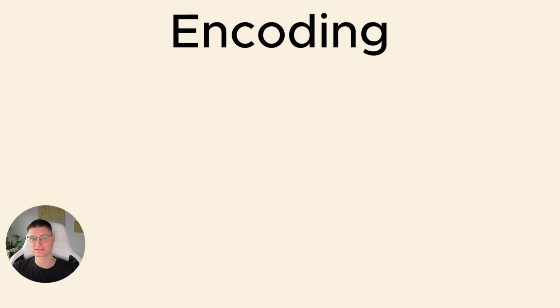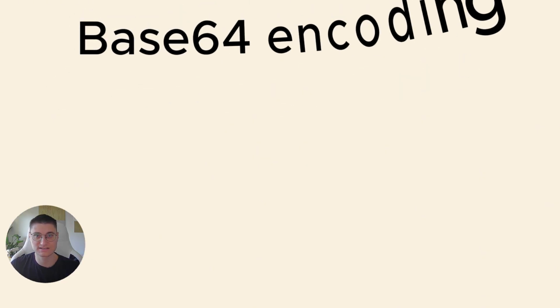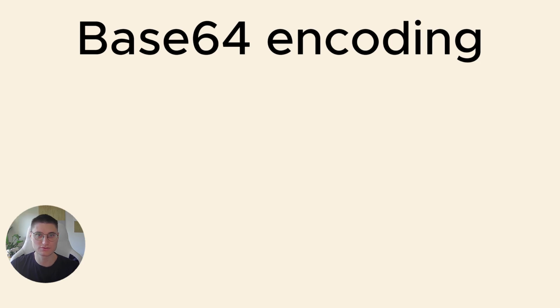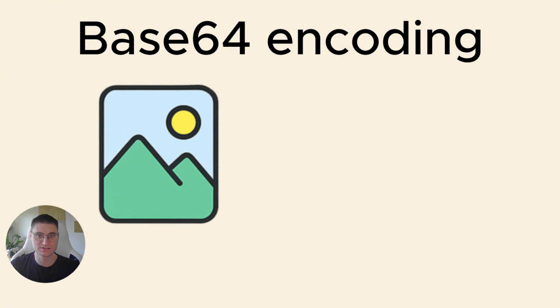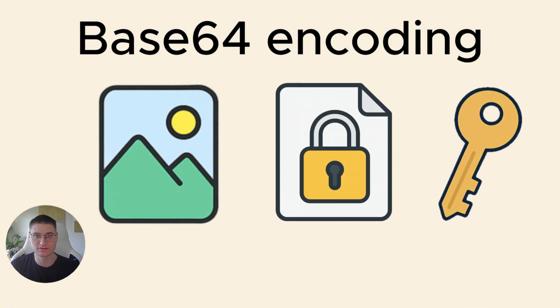Common encoding methods are Base64, UTF-8, hex, and URL encodings. First, we will look at Base64. Base64 is commonly used to store binary data in text format. For example, embedding an image, storing credentials, or including a key in a JSON. It's simple to use and very common in apps.